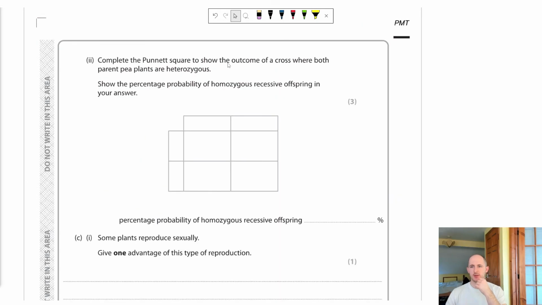Complete the Punnett square to show the outcomes of a cross where both parent pea plants are heterozygous. Now, you need to know what this word means. In basic terms, it just means that you have one of each trait, so you have the recessive trait and the dominant trait. In this case, you're going to have capital A and lowercase a. The other way round also works. It's not going to make a difference in a Punnett square. So we're going to fill that in now. For the parents, you always put the traits that you have, like so.